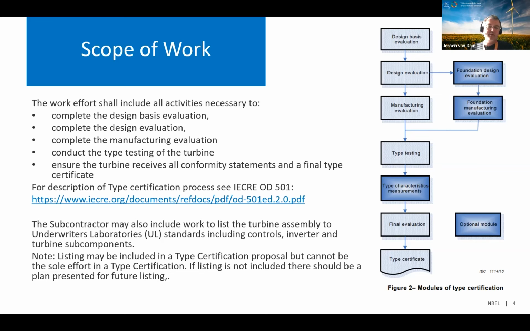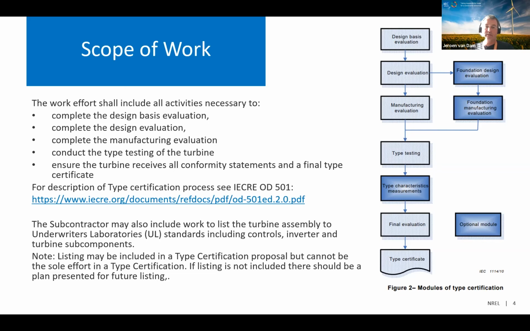The best description of what I think the type certification process looks like can be found in IECRE OD 501, and the link is given there. It will describe all the modules. It will describe what you do in the modules. It says expectations of the kinds of documents that exchange hands and what people do. And then, as previously described, UL or a listing to UL standards. It doesn't have to be by UL, but somebody that's a NRTL that's allowed to assess or issue the listing to UL standards is also included in that. And then, just listing by itself is not the effort here.